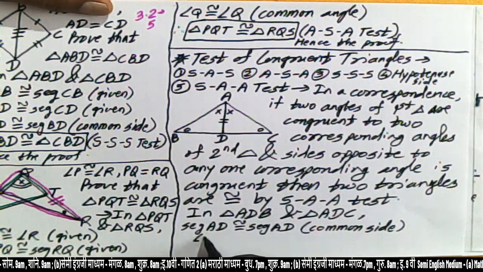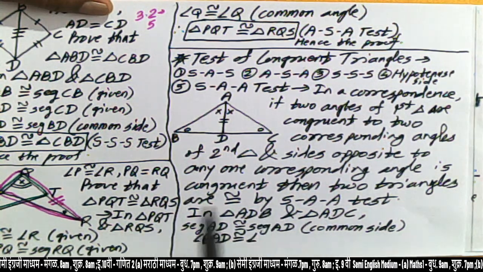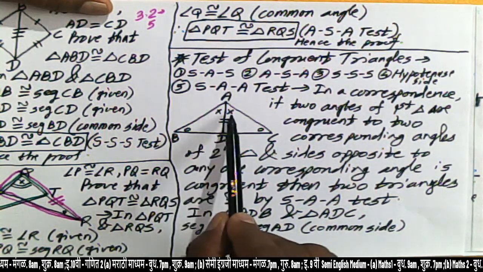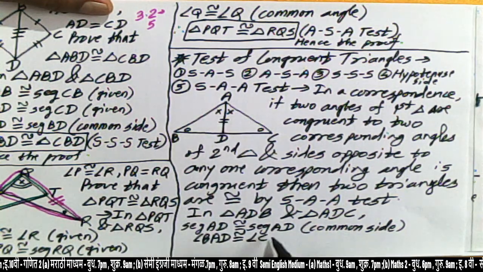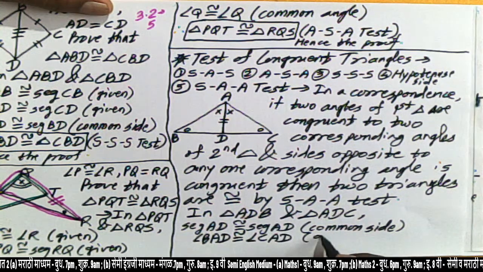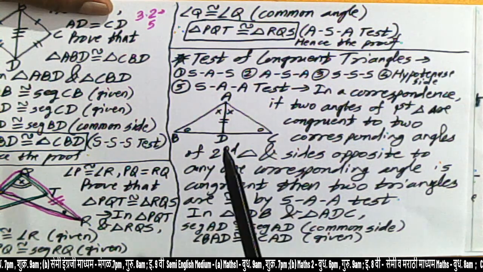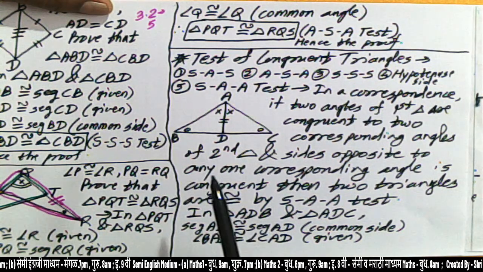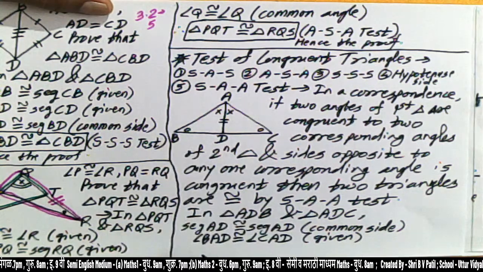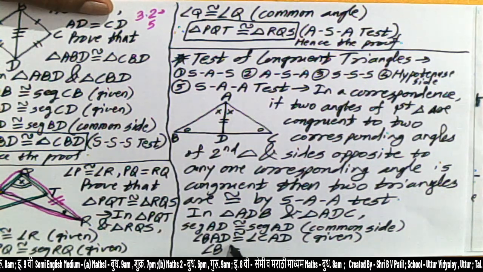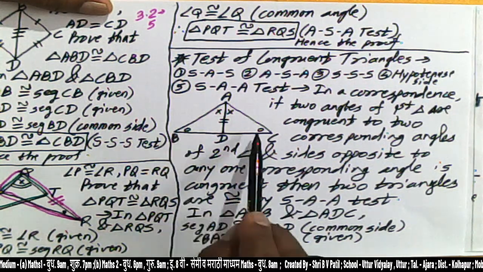Angle BAD congruent to angle CAD, and the reason is given. Side, angle, and another angle is angle B congruent to angle C.